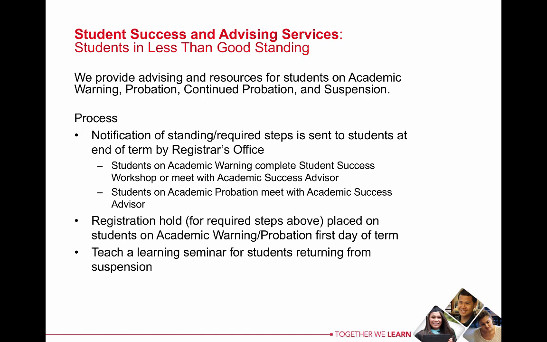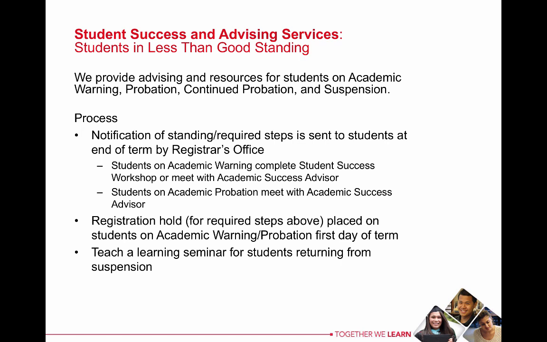What happens if a student is placed on warning or probation or suspension is, at the end of every term, once grades have been submitted to the registrar's office, the registrar's office will send the official notification to that student of what their academic standing is, and then in that notification, they are referred to the Student Success and Advising Office. We have 2 different tracks for students that are in less than good standing, just based on how close they are to reaching academic suspension.